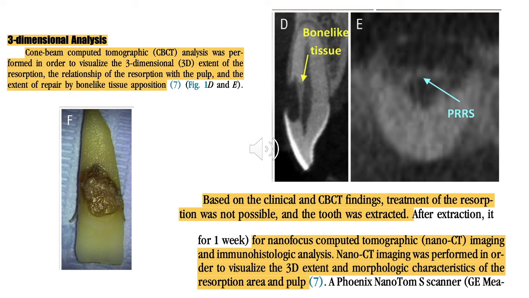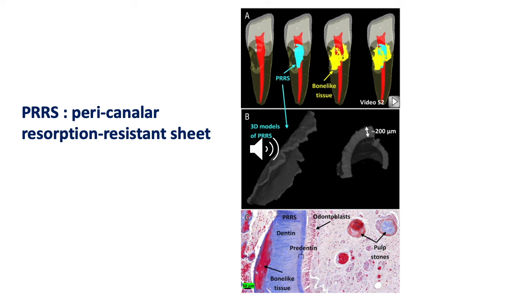Nano-CT and immunohistological analysis was done in order to visualize the 3D extent and morphological characteristics of the resorption area and the pulp. The resorption area was observed in 3D imaging by coloring the different regions of the tooth. Repair by the pericanal resorption resistance sheet was observed. This sheet plays a vital role in protecting the pulp. It consists of predentin, dentin, and bone-like tissue ingrowth.